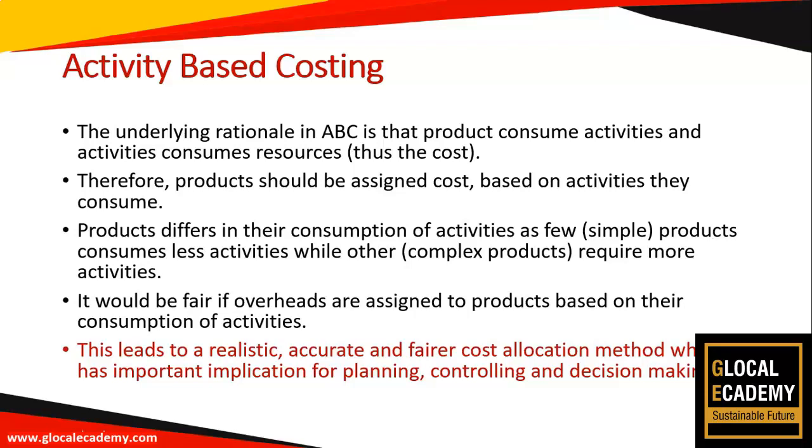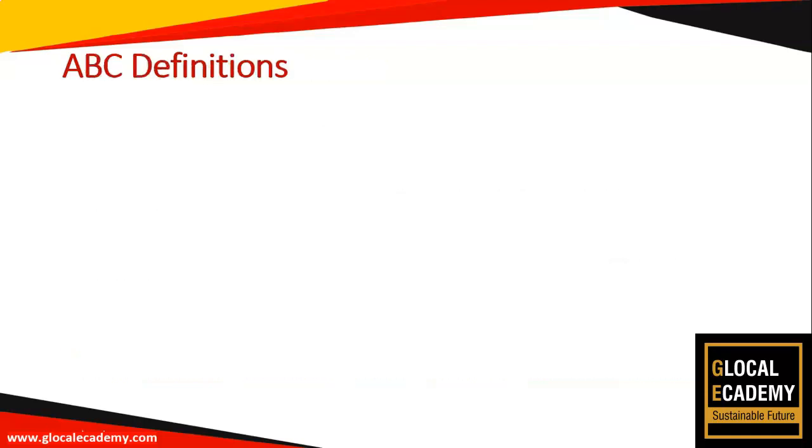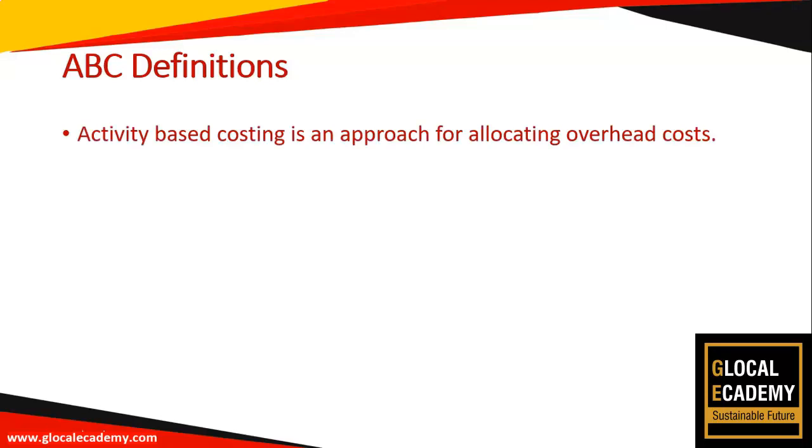And that idea will then lead to realistic, accurate, and fair cost allocation, which has definitely implications for planning, controlling, and decision making. We'll discuss those implications in some of the later slides. So let's now understand the basic definitions. We have already understood that activity-based costing is an approach for allocating overhead cost.